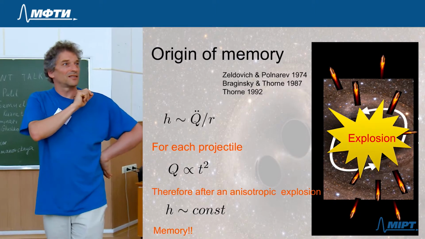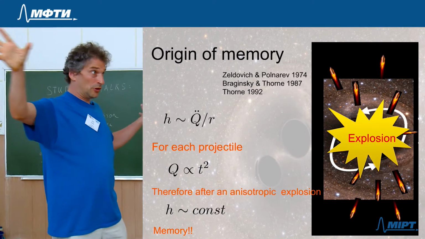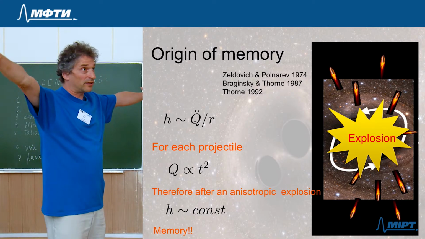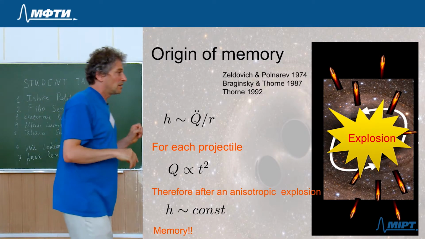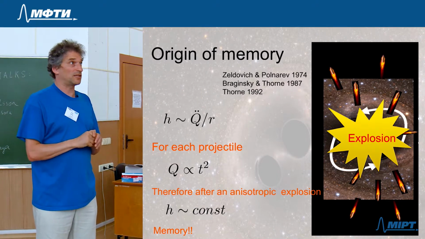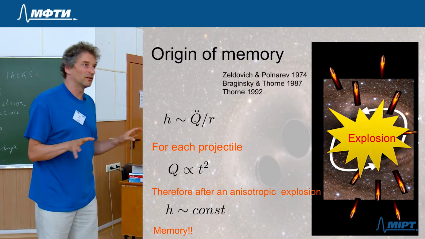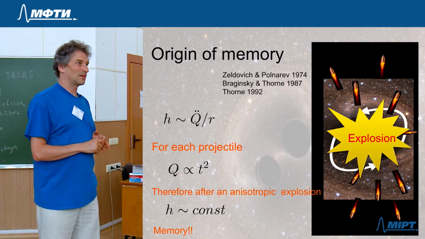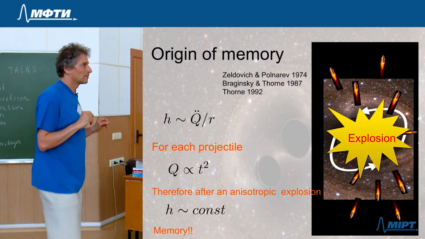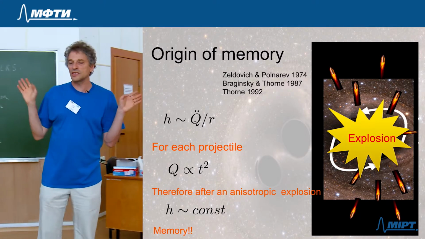That means that each explosion in the universe, which is anisotropic and has fragments which are flying in all directions, has to create a constant distortion of space-time, which persists forever. It's a very simple consequence of the quadrupole formalism. Okay, so it was a very simple discovery.